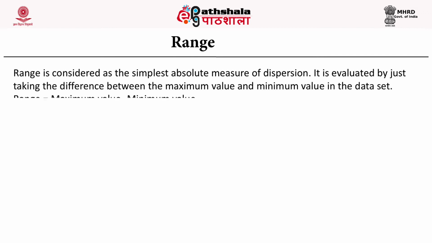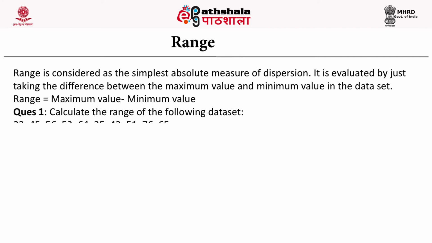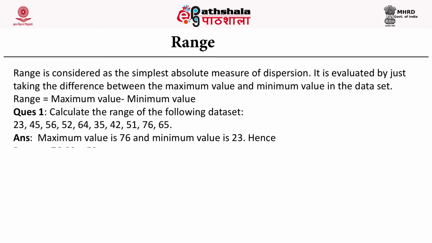Range is considered the simplest absolute measure of dispersion. It is evaluated by just taking the difference between the maximum value and the minimum value in the data set. Range is equal to maximum value minus minimum value. Now we can find the value of range for this data set, and we can see that the maximum value in the following data set is 76 and the minimum value is 23. So the range of the data set comes out to be 53.